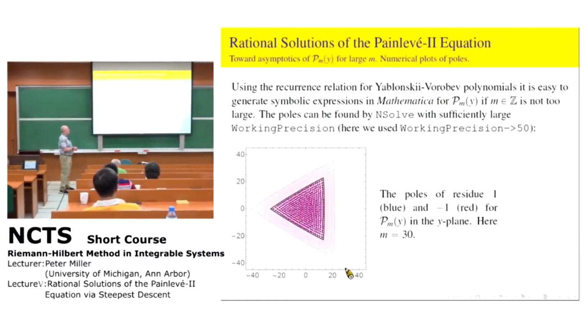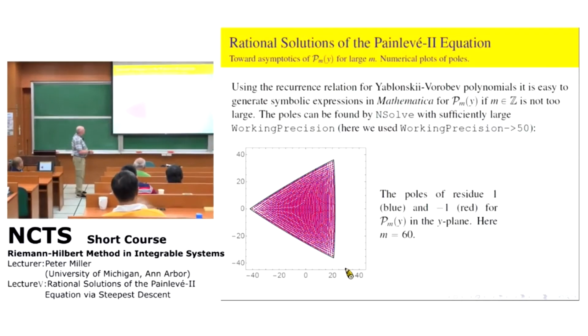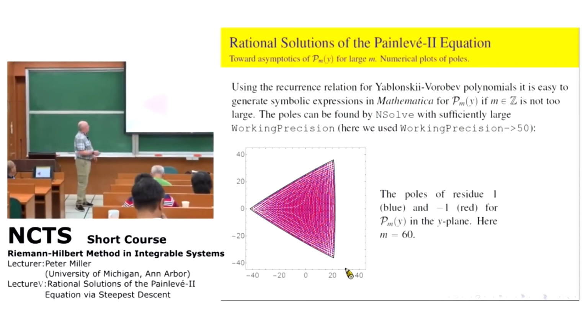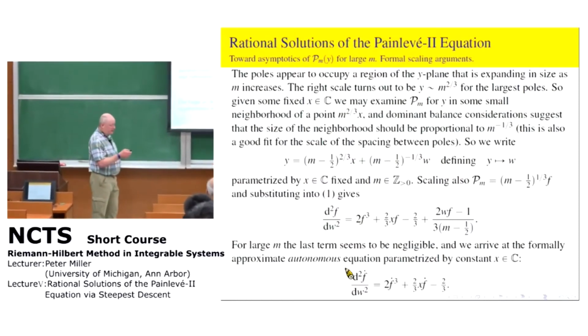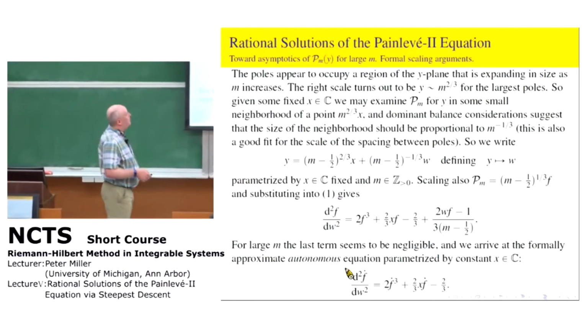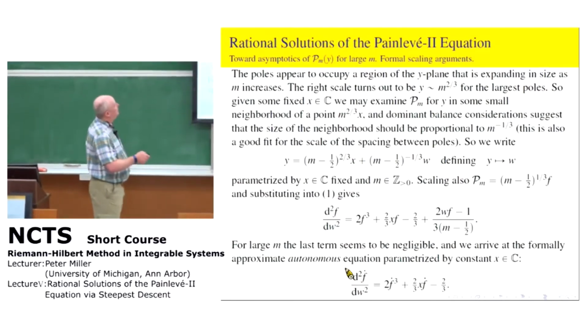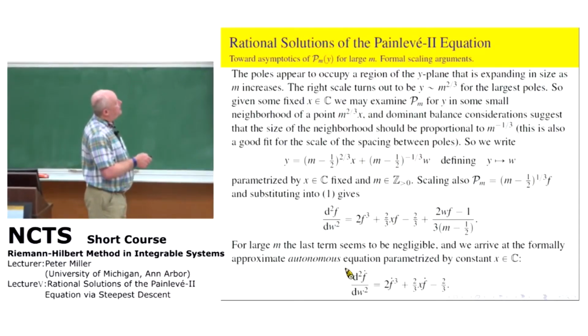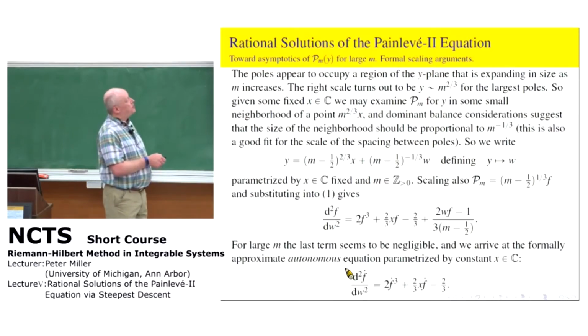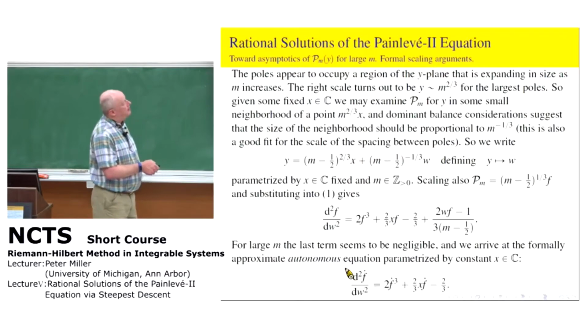So we would like to have some explanation of these things, and the point is that it's not a good idea to deal with this recurrence formula because m can't be made as big as you want. The poles appear to occupy a region of the y-plane that's expanding in size as m increases, and it turns out that the right scale is that y should be proportional to m to the 2/3 to capture the biggest poles in the complex plane.